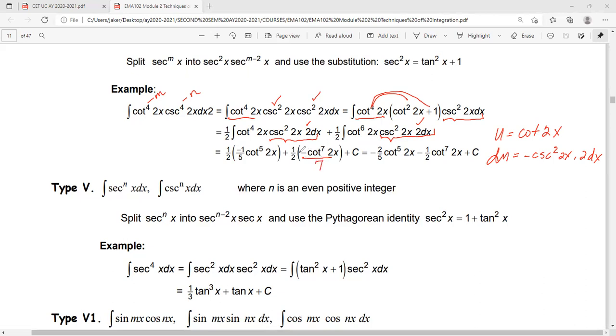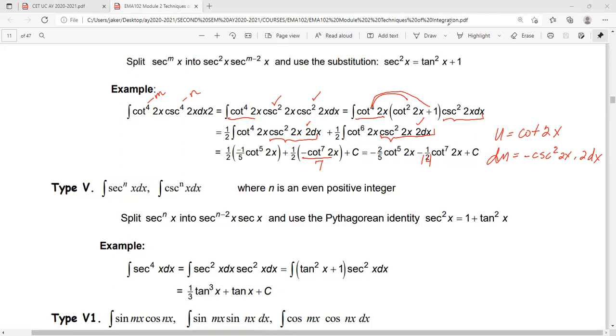And it's a negative. The negative is already in here and that's your 1/2. So if you simplify, you will have negative 2/5 cotangent of 2x raised to 5. And for this one, you have negative 1/14. 1/2 and 1/7 is negative 1/14. Cotangent of 2x raised to 7 plus c.